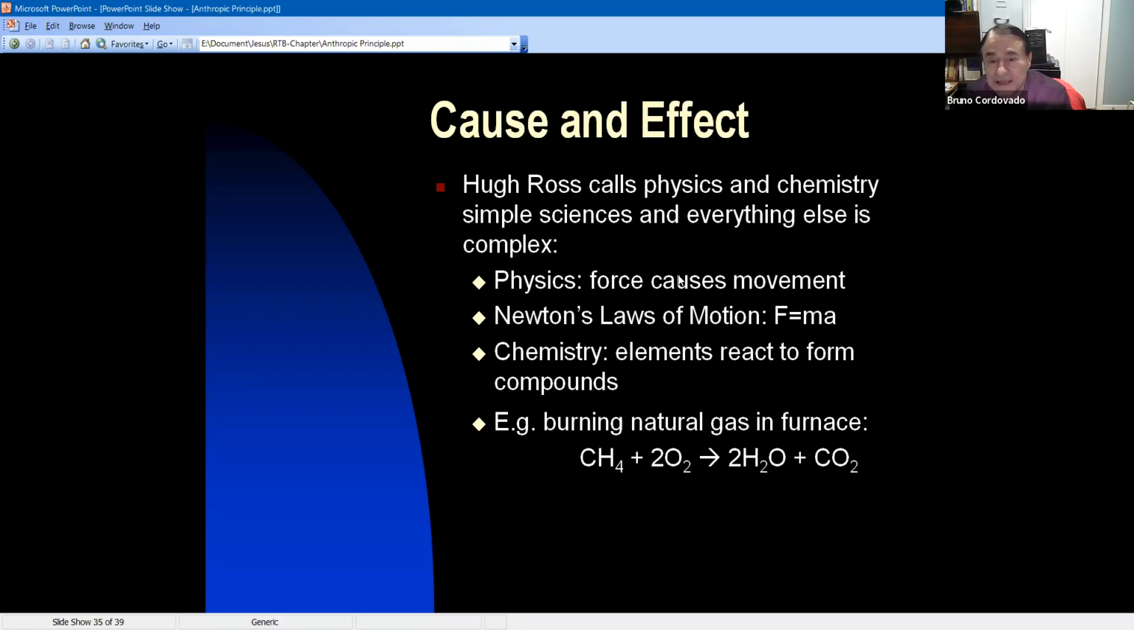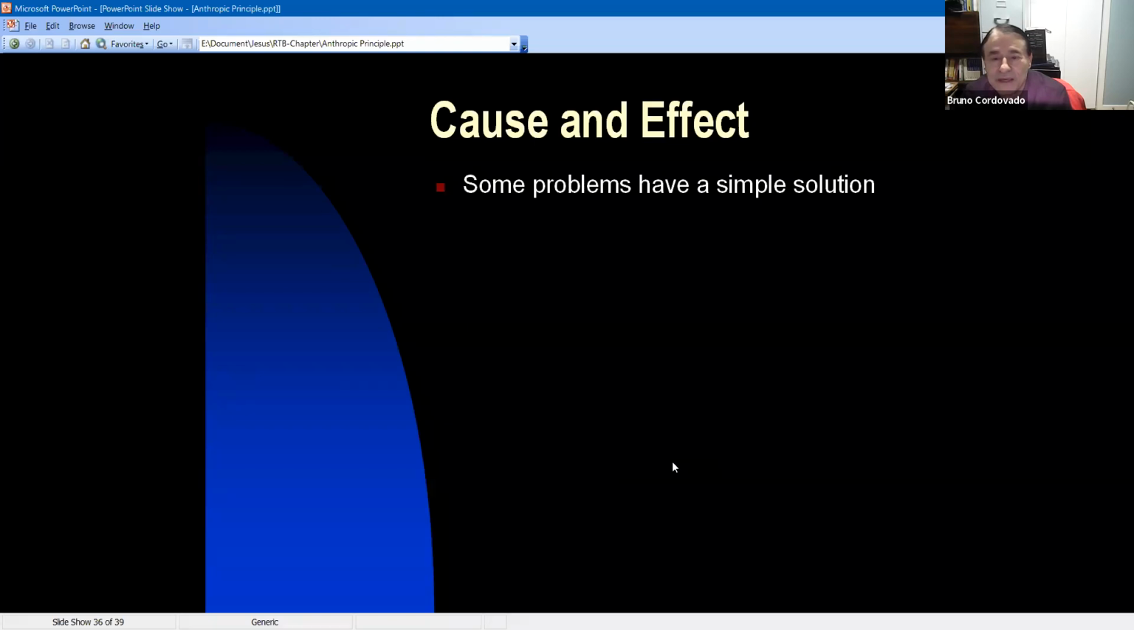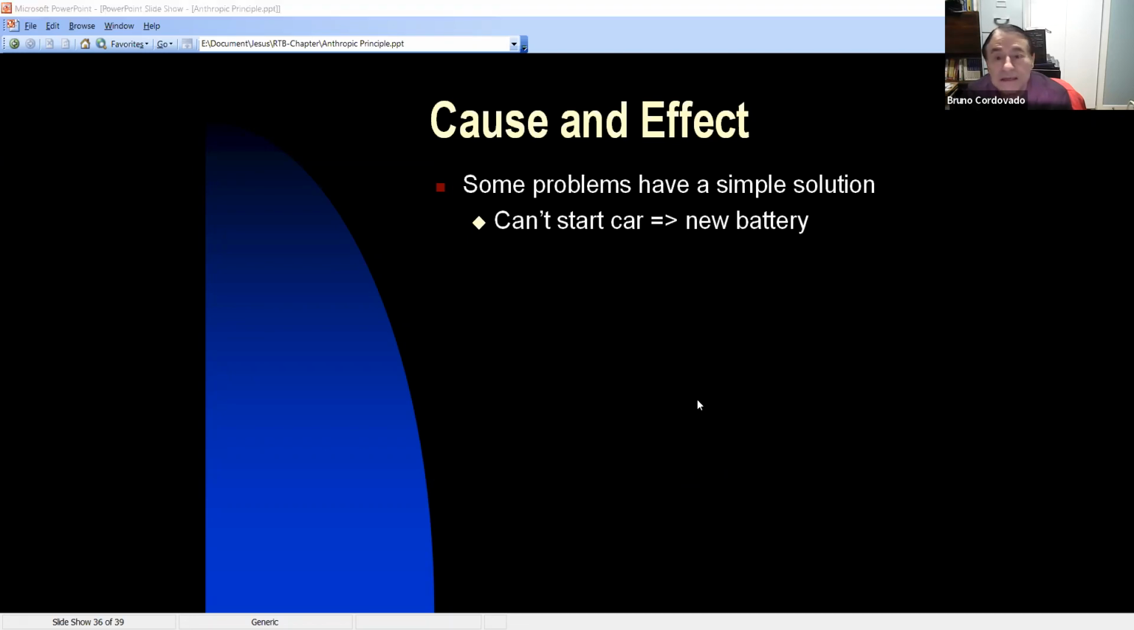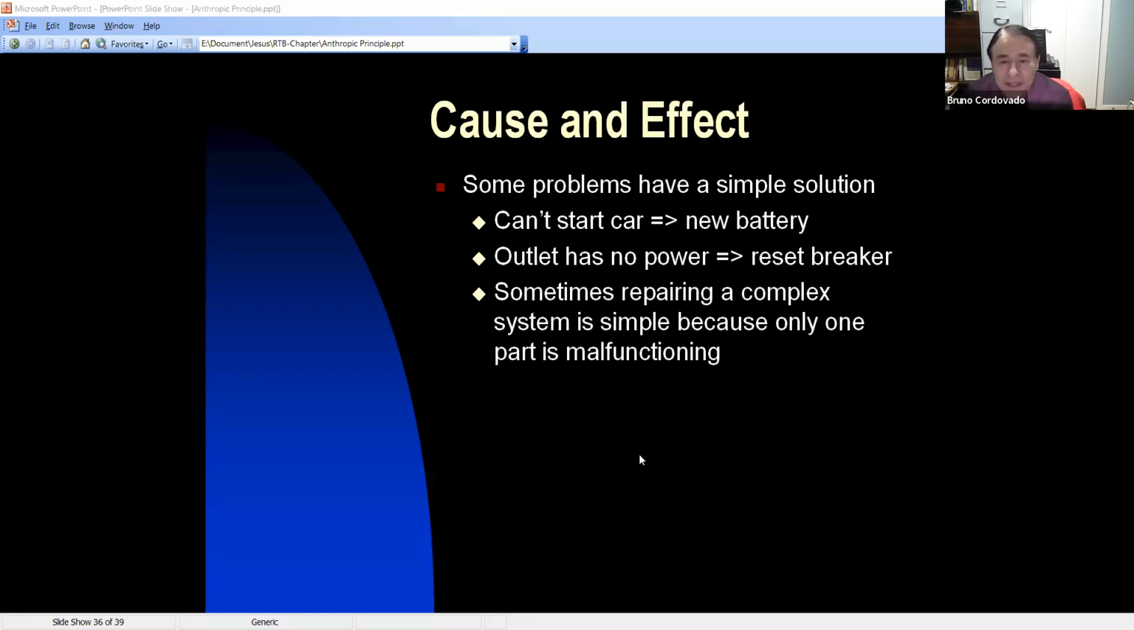These are the simple things. Most other cases are more complex, and have more factors involved. So the things that have a simple solution, for example, if you can't start your car, you probably need a new battery. If you try to plug something into an outlet and it doesn't work, you probably need to reset the breaker. But even a complex system could have a simple solution if there's only one part in the complex system that's malfunctioning. So you fix that one part and it starts working again.